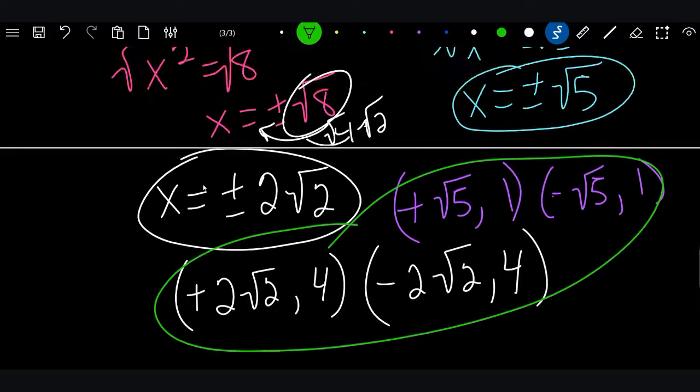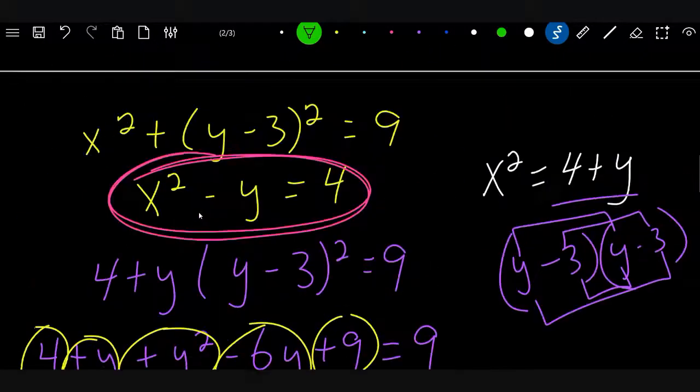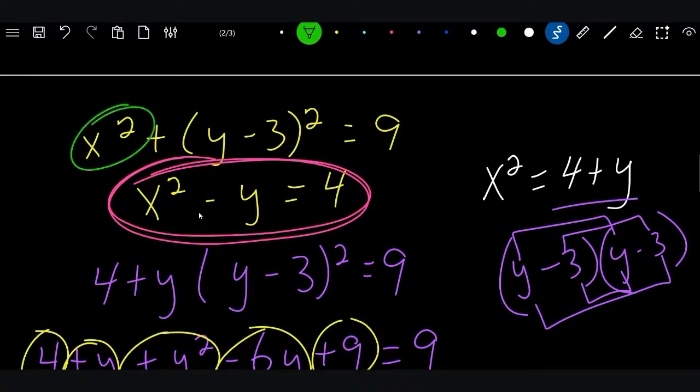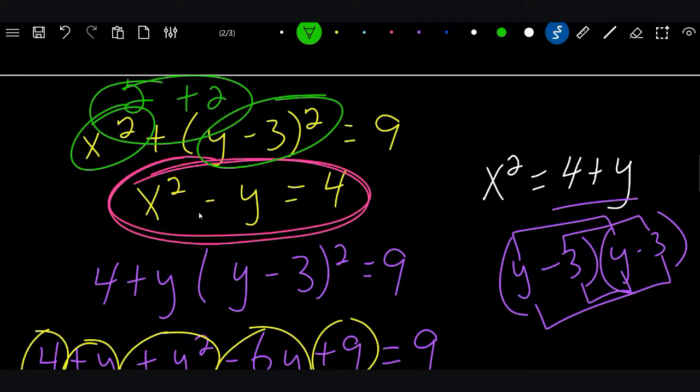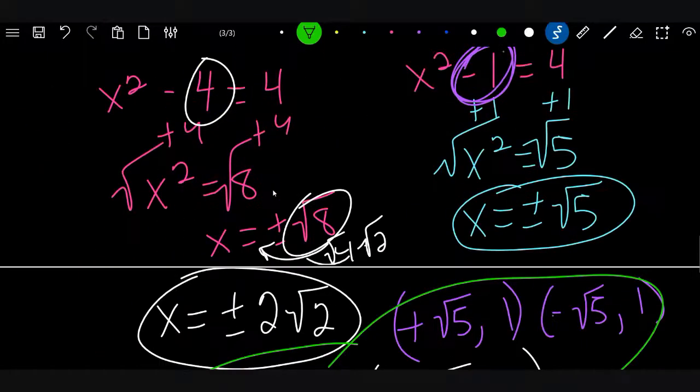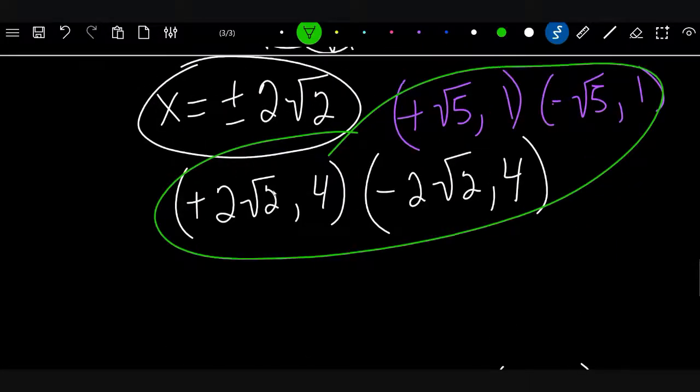All right, so if we go back to the front, we're going to see that the x squared is going to give us 2 answers. And the y squared is also going to give us 2 answers. And so we're going to get a total of 4 answers on that one. All right, so there you go. That is the 4 places that this would cross.